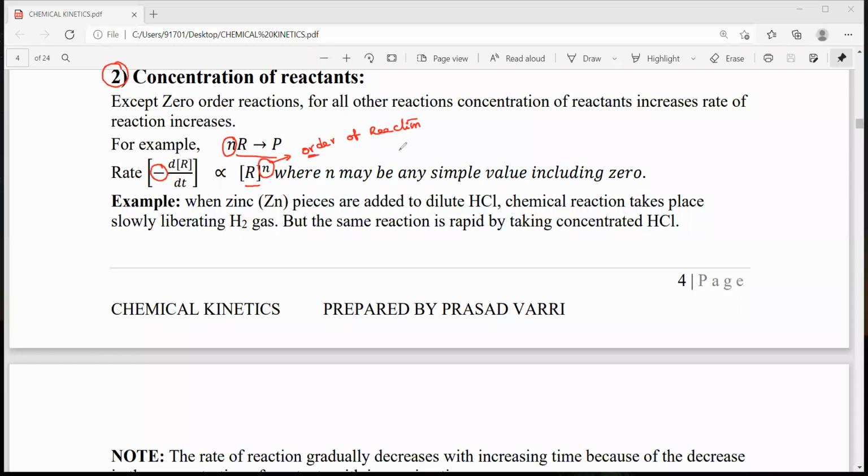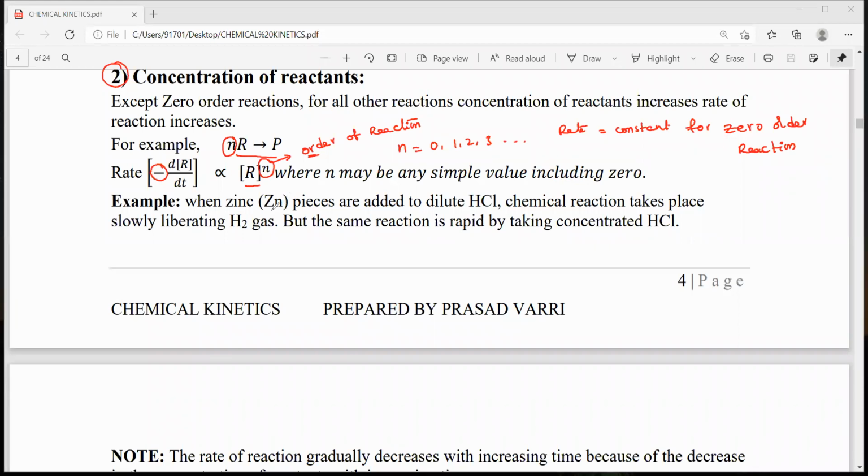The n values start from 0, 1, 2, 3 like this. So n equals 0 means the rate is constant. R to the power of 0 is equal to 1, then the rate is equal to a constant for a zero order reaction. That's why, except for zero order reactions, the rate of reaction is directly proportional to the concentration of reactants. So if the concentration of reactants increases, the rate of reaction will increase.